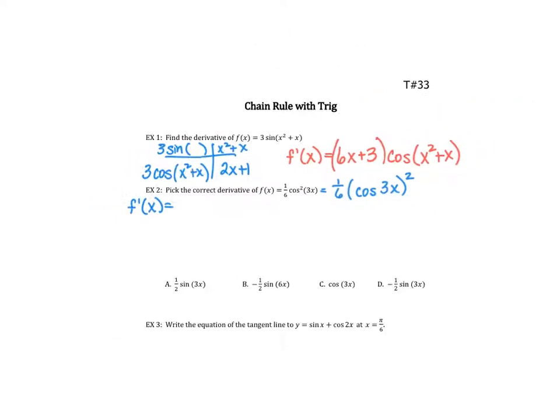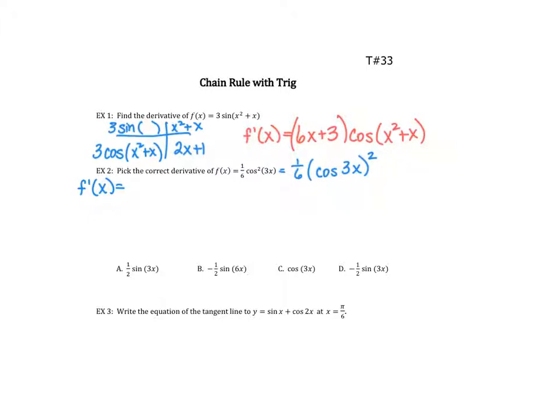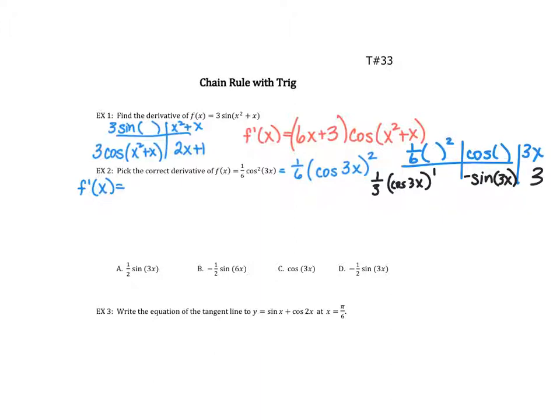So you saw a 3-layered thing. You saw 1/6 and something squared. You saw the cosine, and you saw the 3x. So those are your 3 layers. So let's do the derivative of each layer. Power to the front, so 2 times 1/6 is 1/3. Decrease the power by 1, so that would be cosine of 3x. The derivative of cosine is negative sine, and that would be a 3x. And then the derivative of 3x is 3.